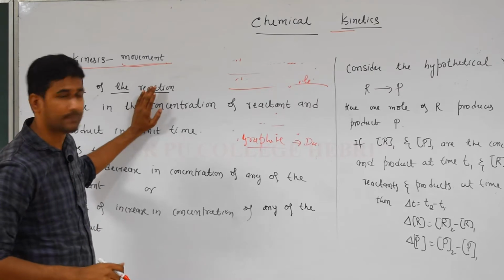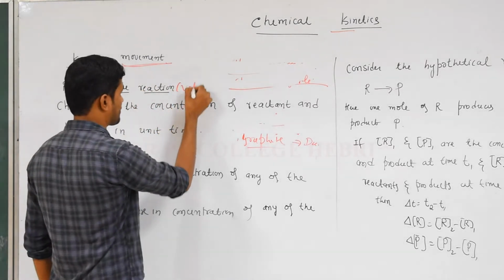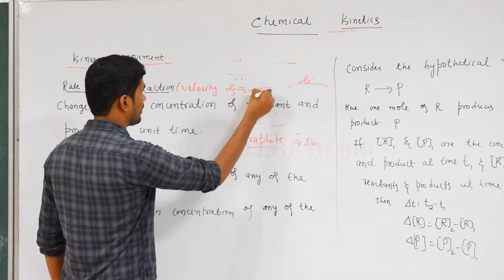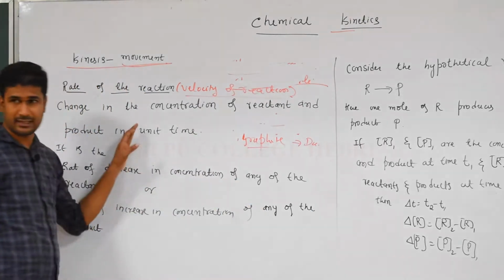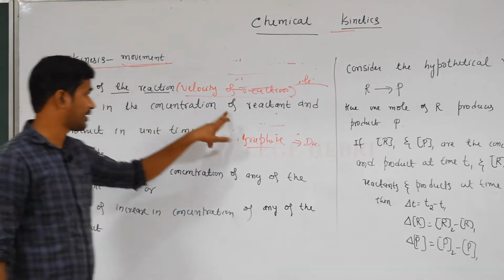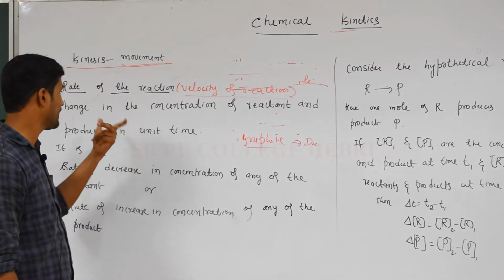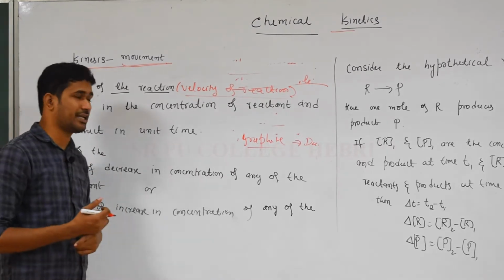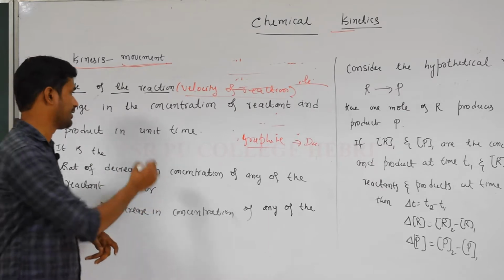We begin this chapter with the definition of rate of the reaction, which is also known as the velocity of reaction. So rate is nothing but the change in the concentration of reactant or product in unit time. Sometimes they write and/or. Change in the concentration of reactant or product in unit time.